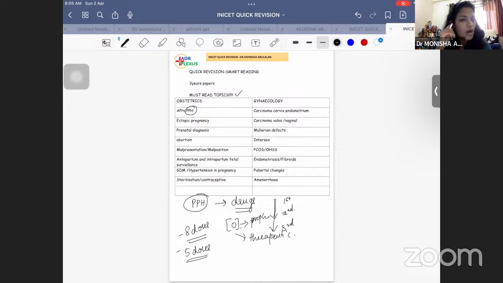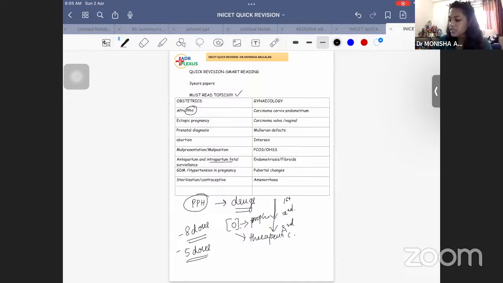Abortions, the methods. What are the causes of recurrent pregnancy losses? These are the most important aspects you have to understand. Another one is malpresentation, malpositions, antepartum and intrapartum fetal surveillance. That is very important.